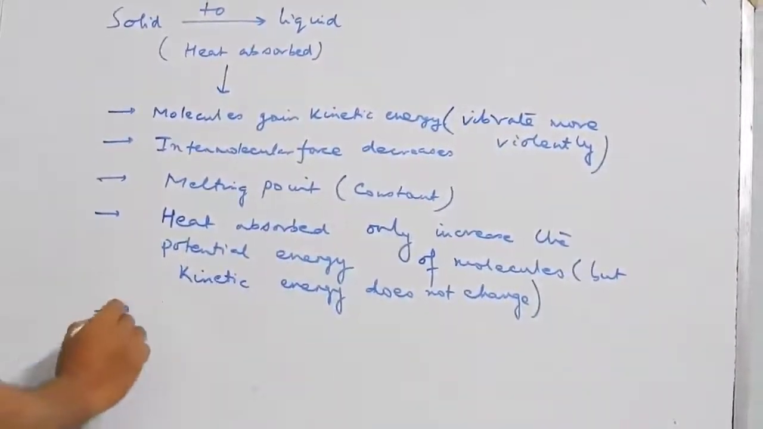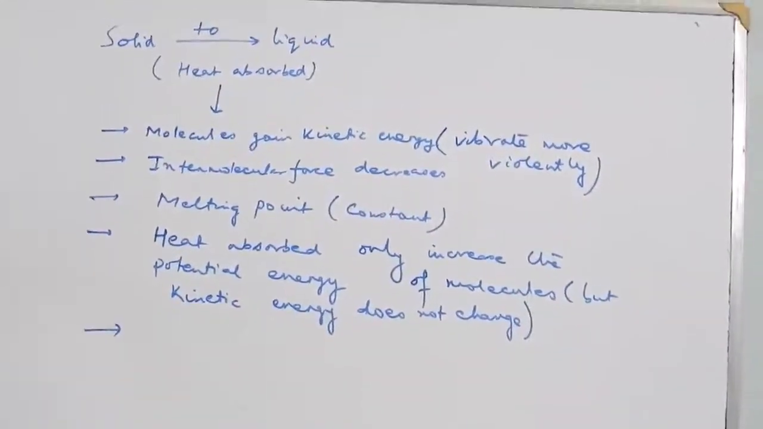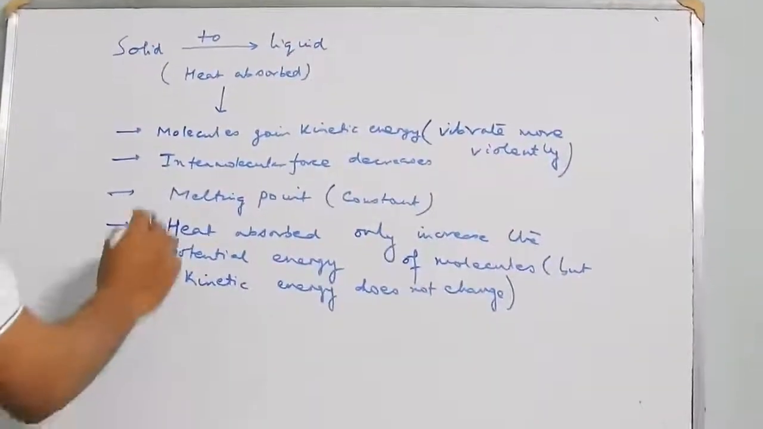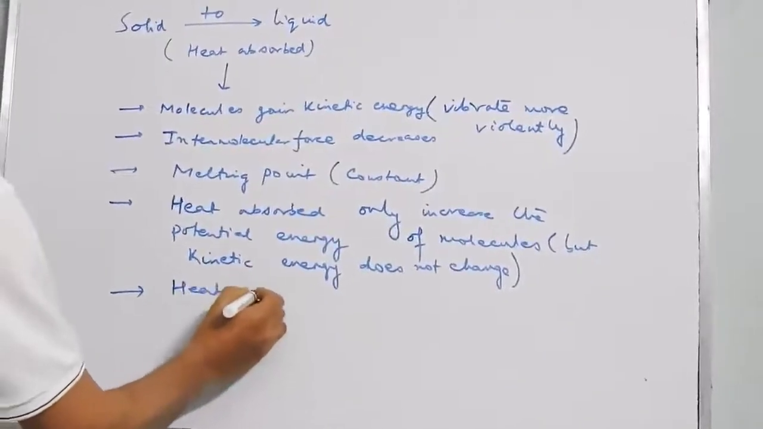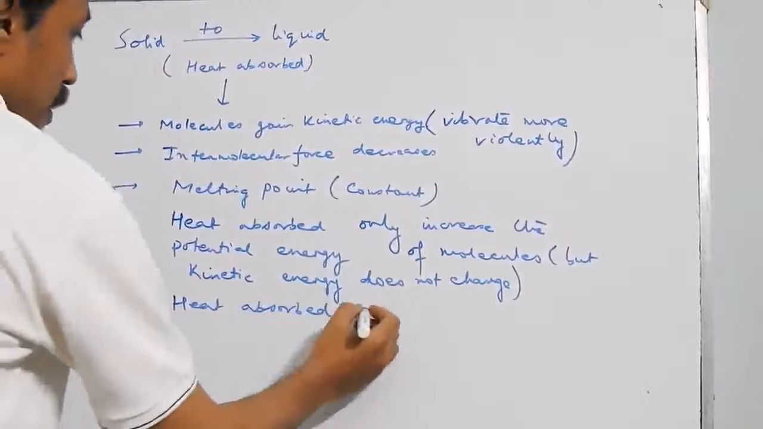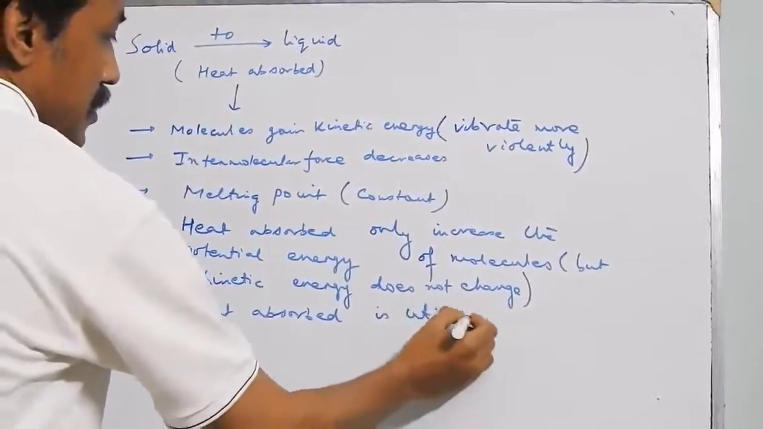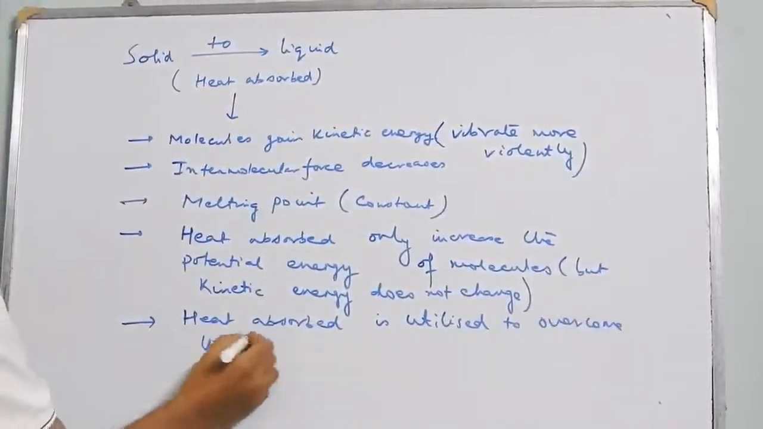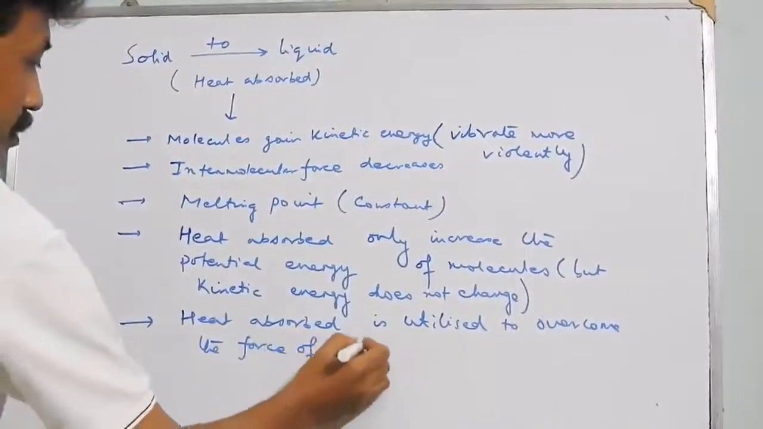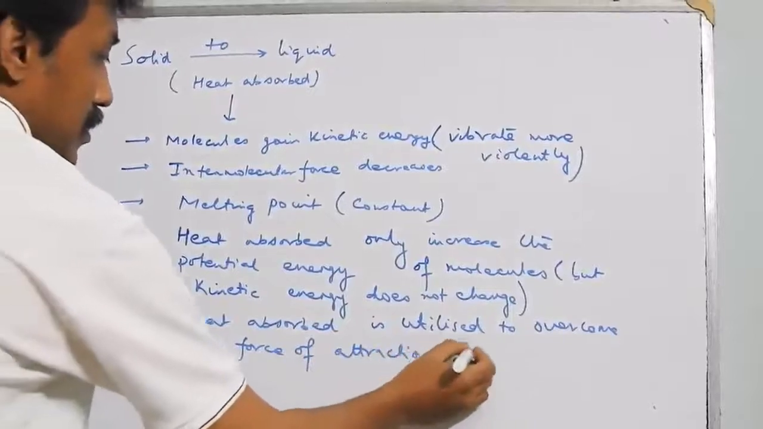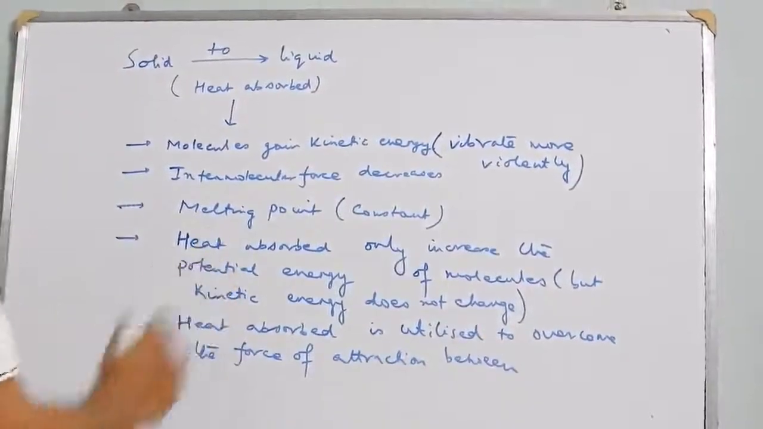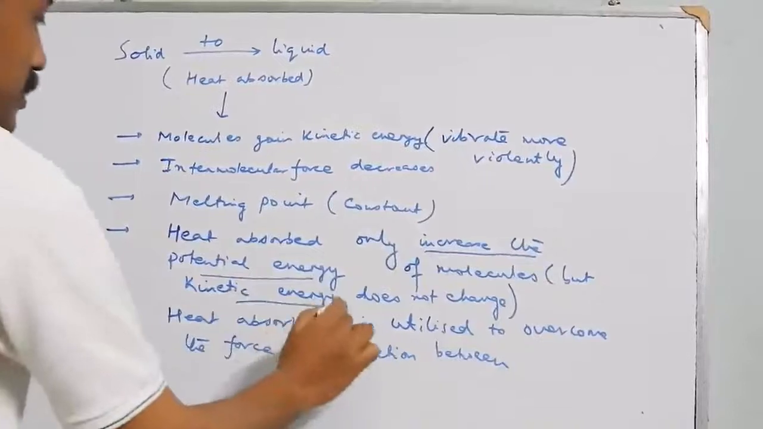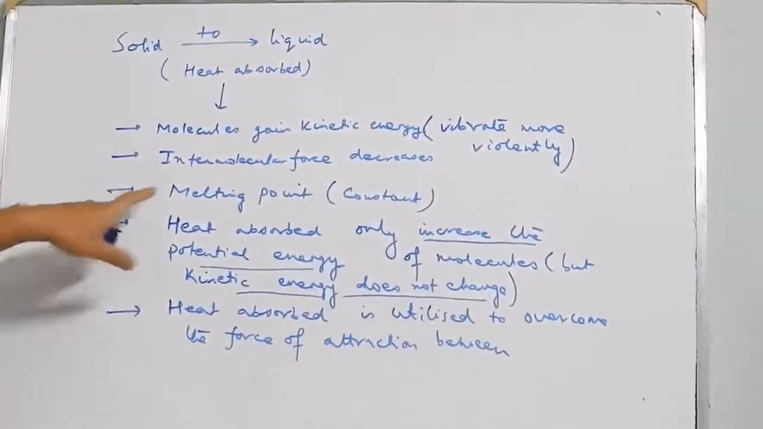And therefore the heat absorbed will be utilized to do work against the intermolecular force, which will increase the intermolecular separation. So this heat absorbed is utilized to overcome the force of attraction between the molecules. And this will definitely increase the potential energy of the molecules. The kinetic energy does not change. Because kinetic energy does not change, the temperature remains constant at the melting point.